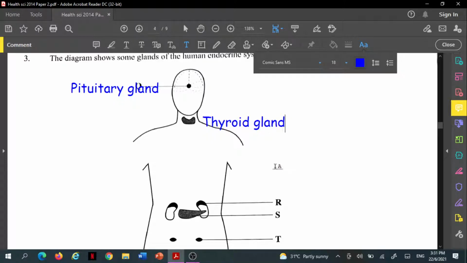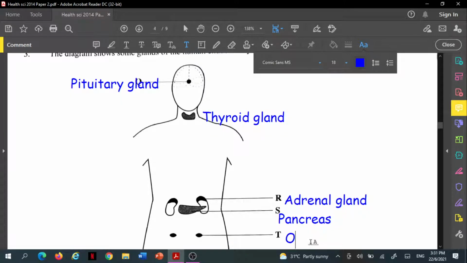It's not labeled, but that is fine. R is on top of the kidney, so this is the adrenal gland. This is adrenal gland. And S is the pancreas. I'm going to leave it right here. Okay, so pancreas. And T, this is the female part, so this will be here. It's inside the body, so definitely is a female endocrine gland. And so this is the ovary.